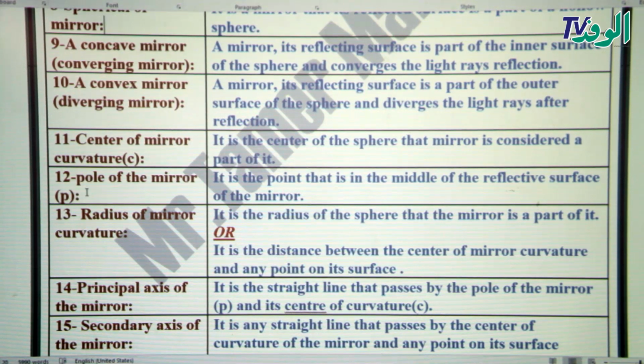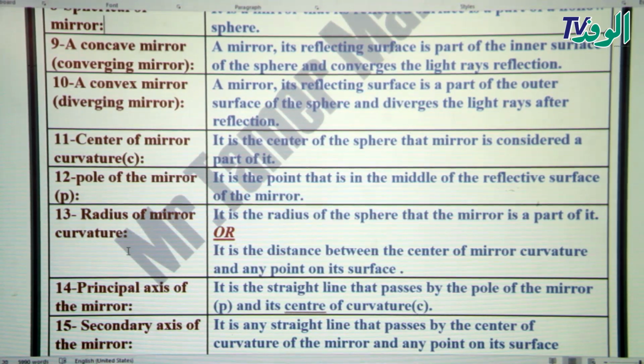The pole of the mirror is the point that is in the middle of the reflecting surface of the mirror, whether it's concave or convex.